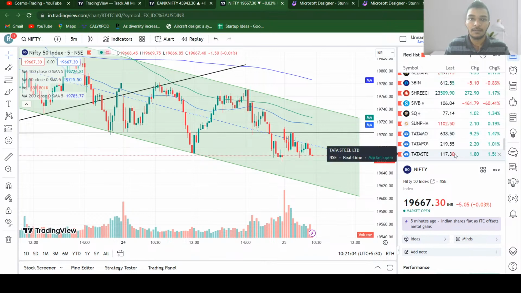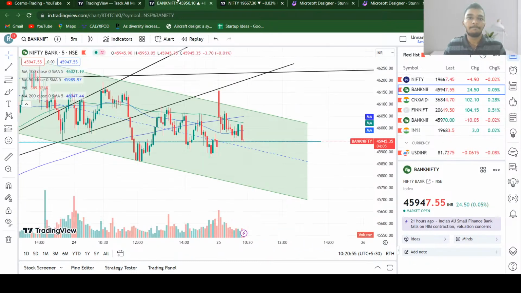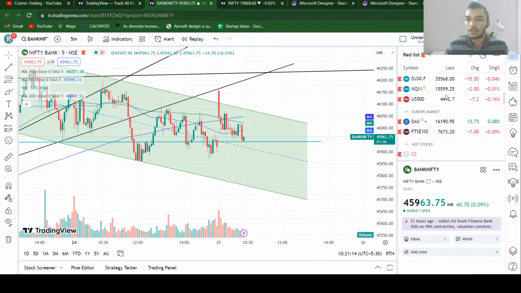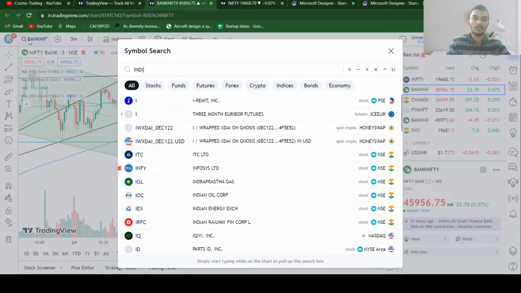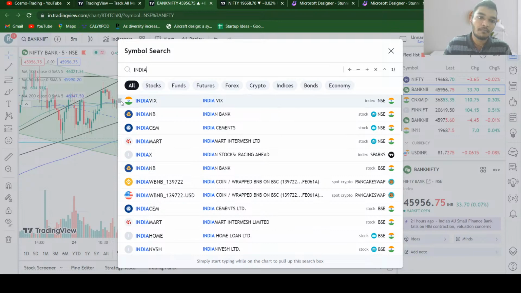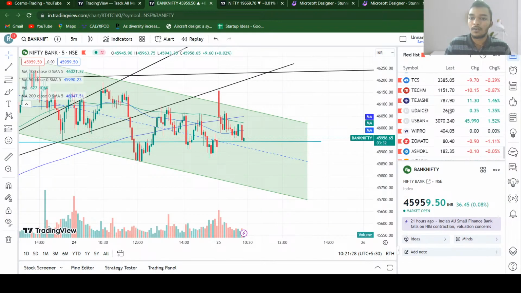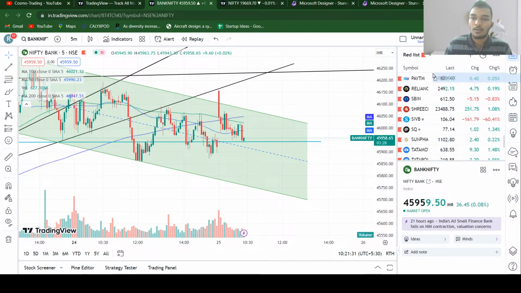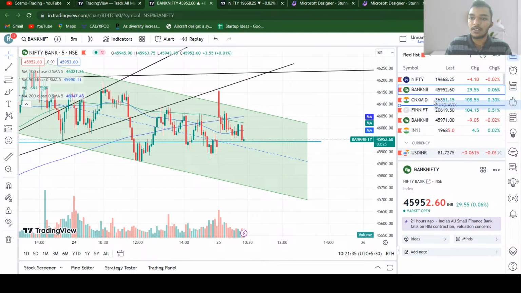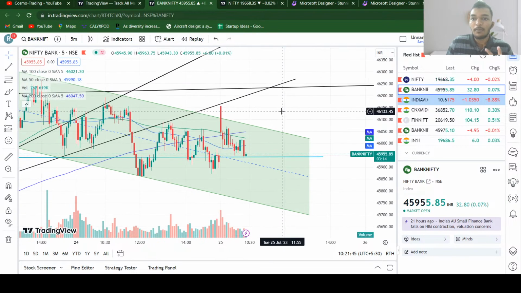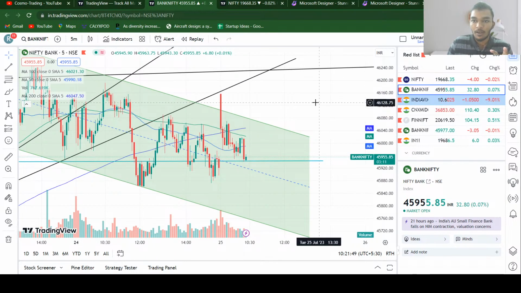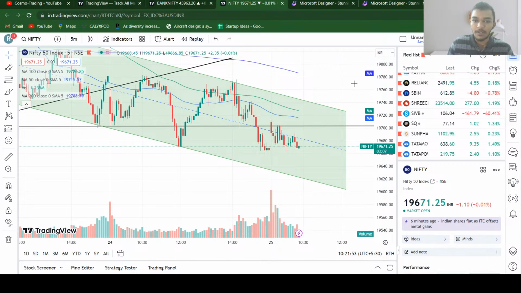Also, I have to watch Tata Steel. So if we look at India VIX, where is it? India VIX. India VIX is looking much more stable because the volatility has decreased hugely, minus 8%. That's too much. Nifty and Bank Nifty look much more stable right now because the momentum has decreased.